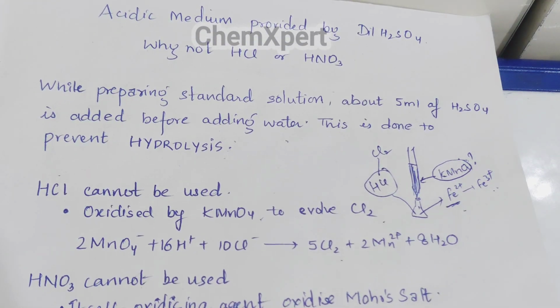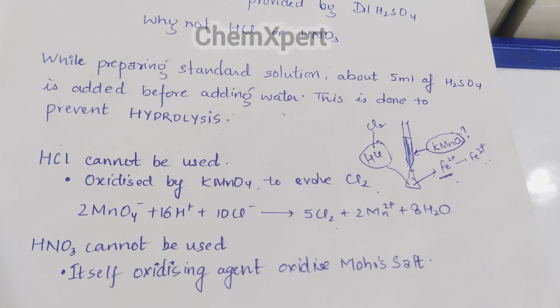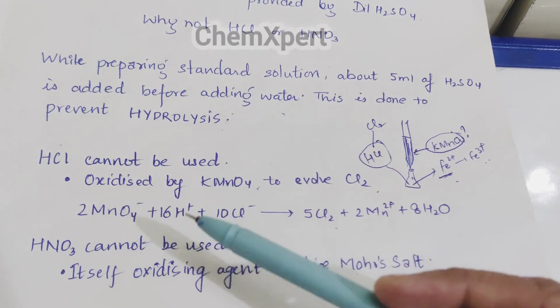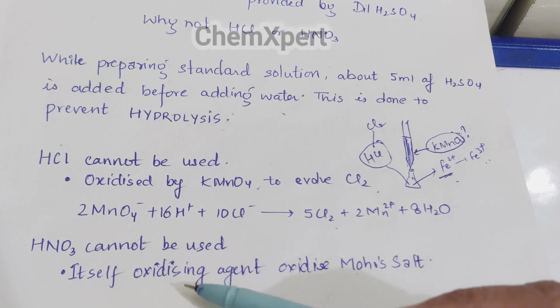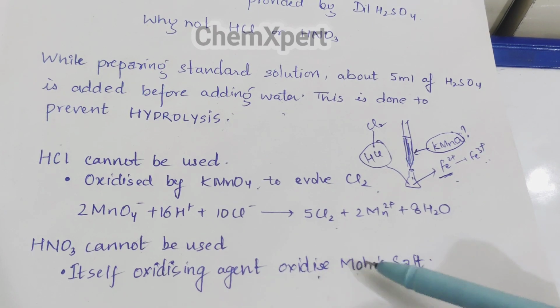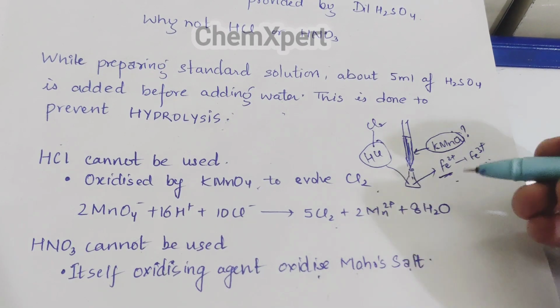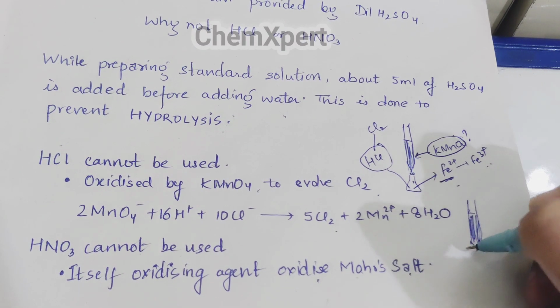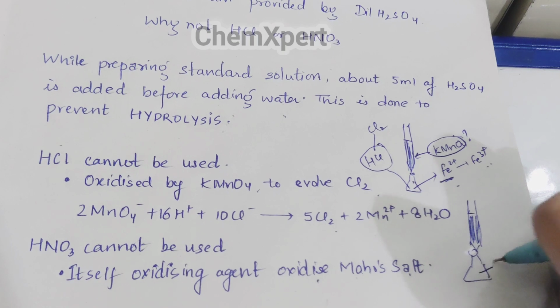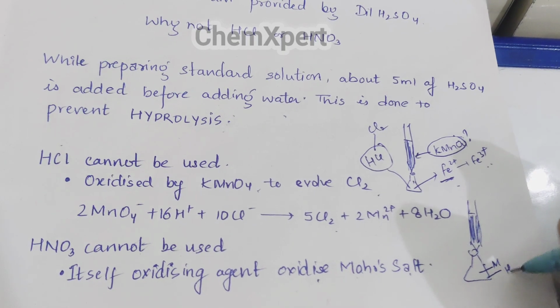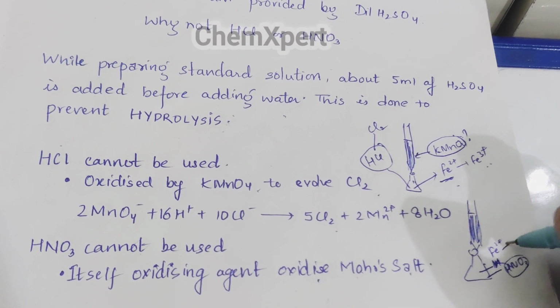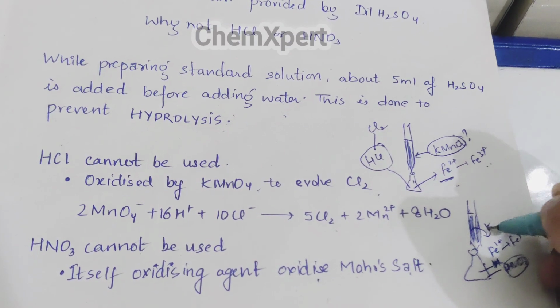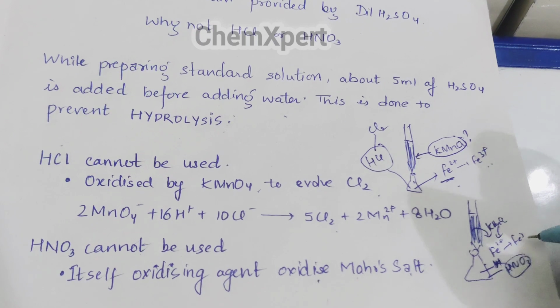Why not HNO3? Now HNO3 cannot be used because it is itself a strong oxidizing agent which oxidizes the Mohrs salt. Now the situation is reversed, that is, if we are taking KMnO4 in this case and the Mohrs salt here and HNO3. So now HNO3 also changes Fe2+ into Fe3+. KMnO4 is also changing Fe2+ into Fe3+.